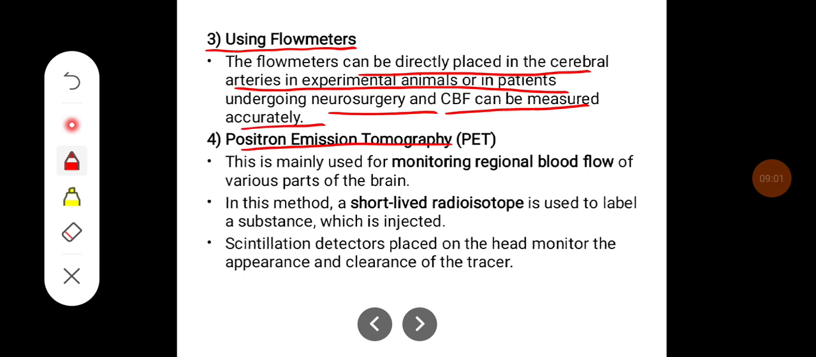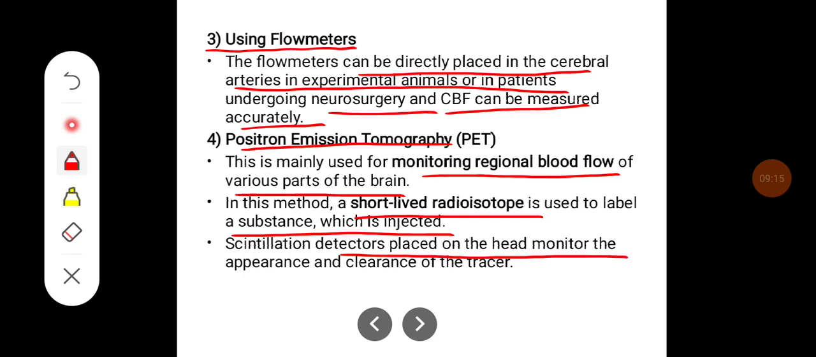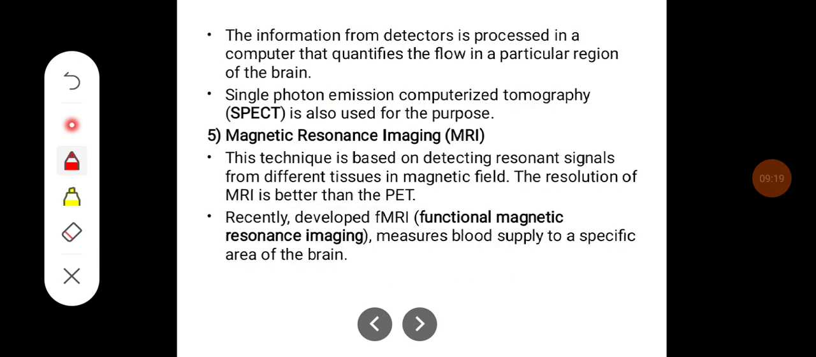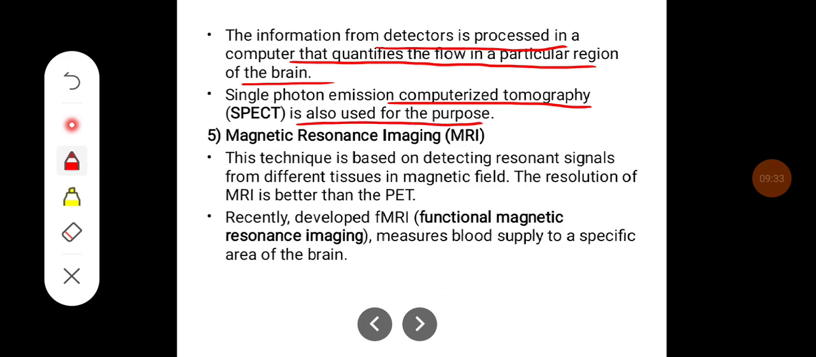Positron emission tomography. This is mainly used in monitoring the regional blood flow of various parts of the brain. In this method, a short-lived radioisotope is used to label the substance which is injected. Scintillation detectors placed on the head monitor the appearance and clearance of the tracer. The information from detectors is processed in a computer that quantifies the flow in a particular region of the brain. Single photon emission computerized tomography is also used for the purpose.